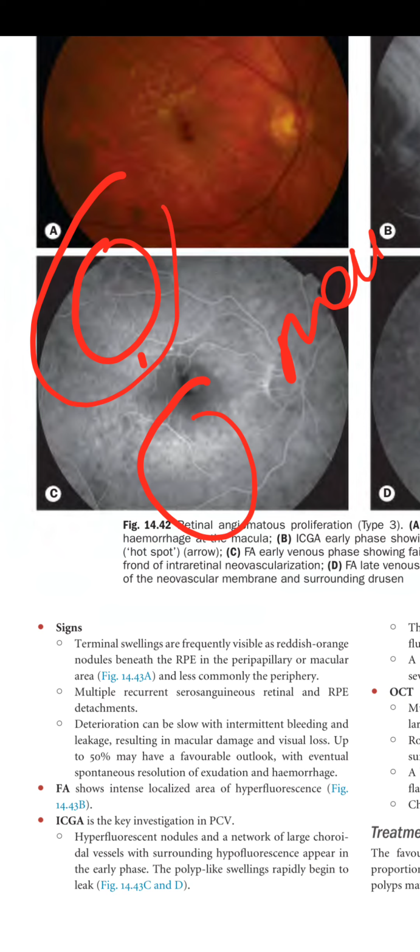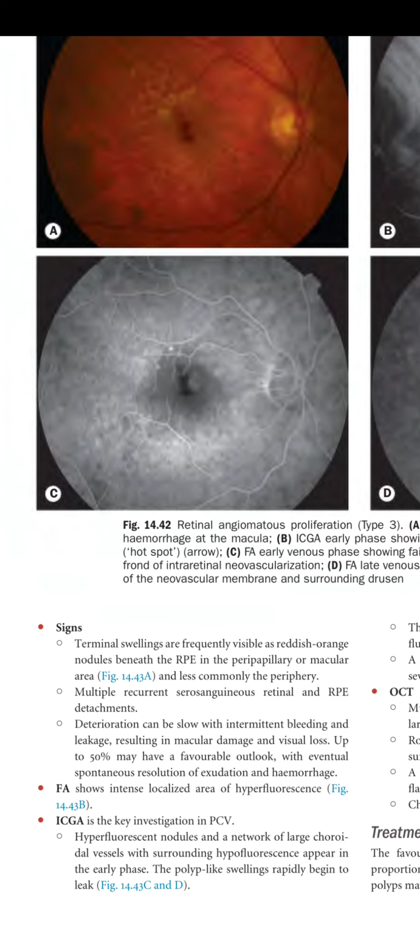Multiple recurrent serosanguinous retinal and RPE detachments can be present. Deterioration can be slow with intermittent bleeding and leakage, resulting in macular damage and visual loss. So, if there is intermittent bleeding, this can cause visual loss and macular damage. Up to 50% may have a favorable outlook with eventual spontaneous resolution of exudation and hemorrhage.